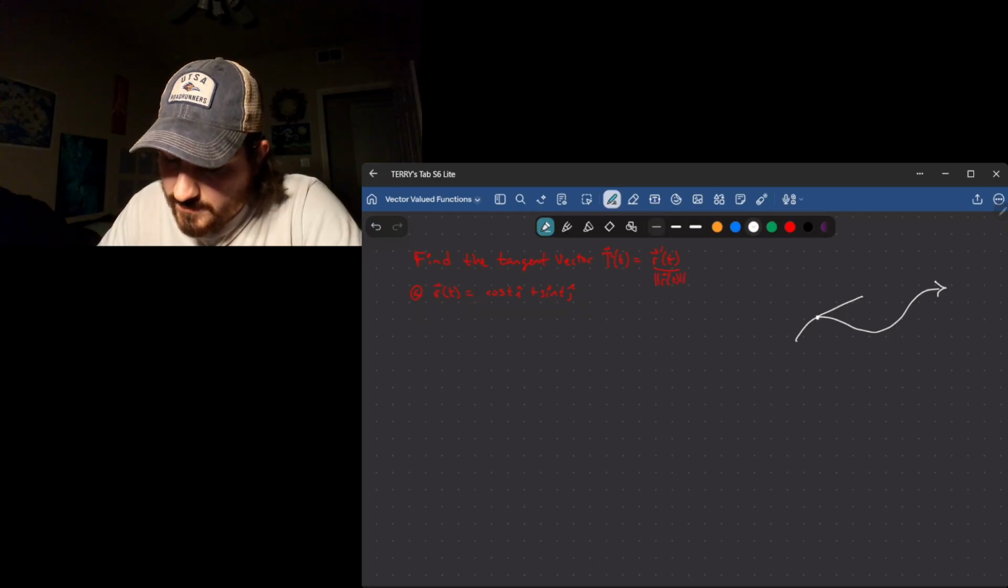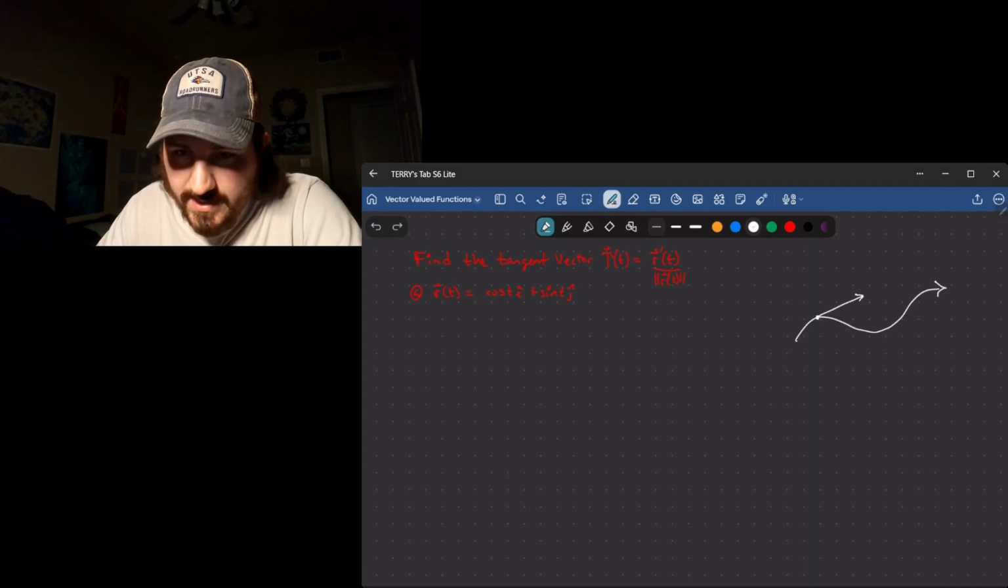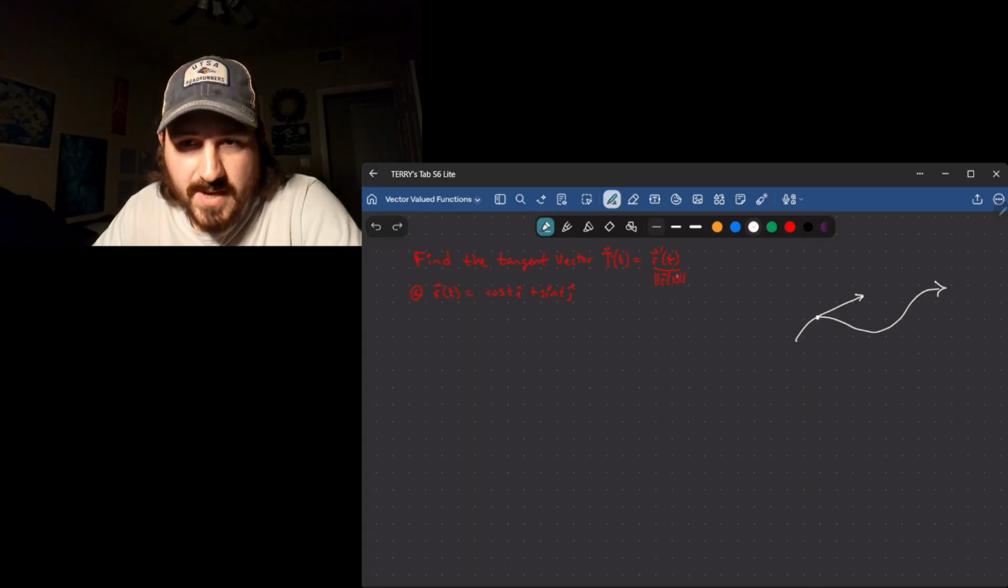Okay, so that's what I want to know. To find that, we're still using the concept of derivatives, but we just have this special relationship here that I've already written out. So what this says is we need to take the derivative of our vector valued function, and then we need to divide it by its magnitude.